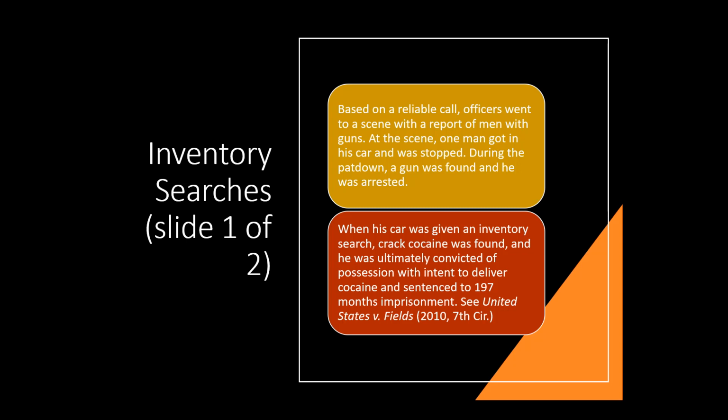So this is really built upon the idea that very often the police are going to bring things into custody that are not common necessarily. And by and large, I guess inventory search is probably the largest body of them are automobiles. So we have this example here based upon a reliable call. Officers went to the scene of men with guns. At the scene, one man got in his car and then was stopped. During a pat-down, a gun was found and he was arrested.